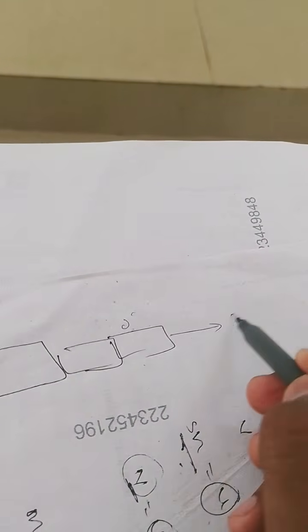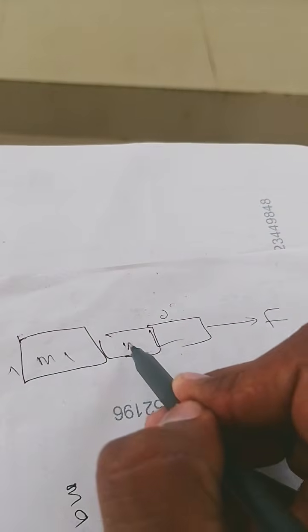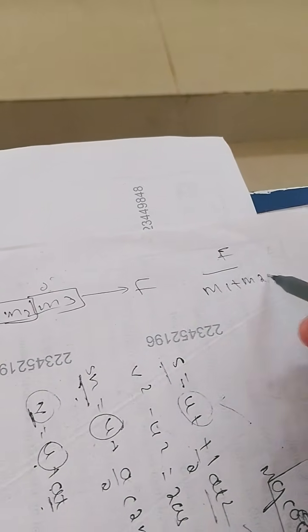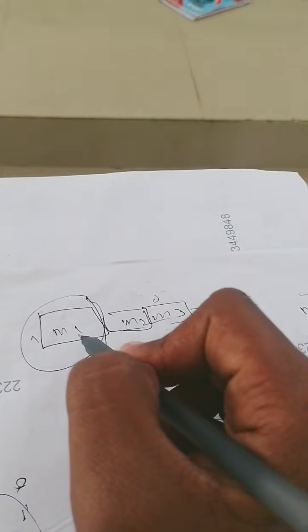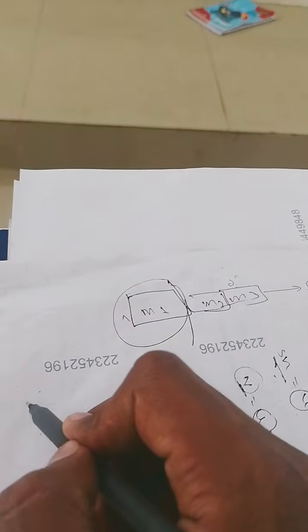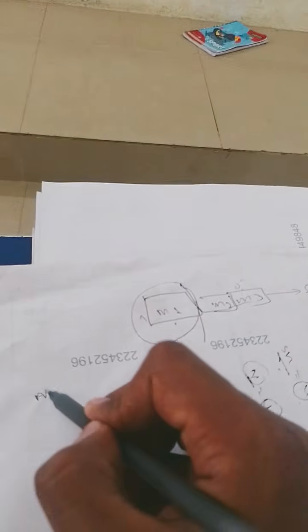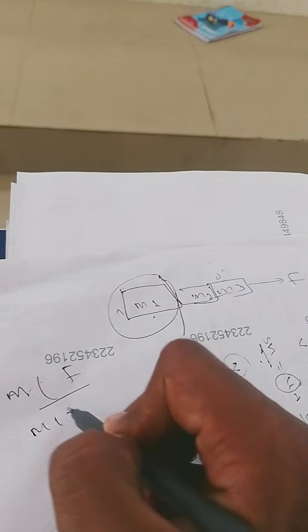See, another important question is connected bodies. Assume that there are three bodies of masses m1, m2, m3 acted upon by a force F. We know that force divided by mass is acceleration, so we get the acceleration. They will ask what is the force between m1 and m2. We know that the pulling mass is m1. So force is equal to mass into acceleration, where F is equal to (m1 plus m2 plus m3) times a.